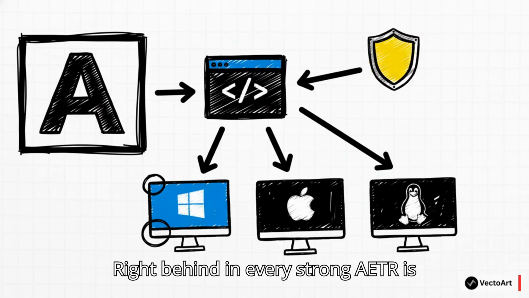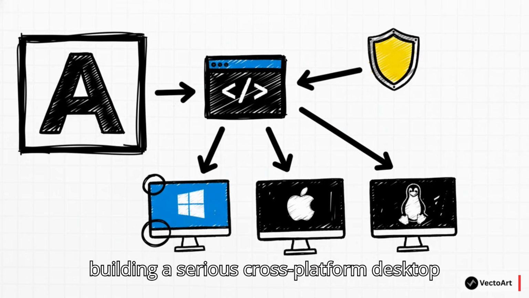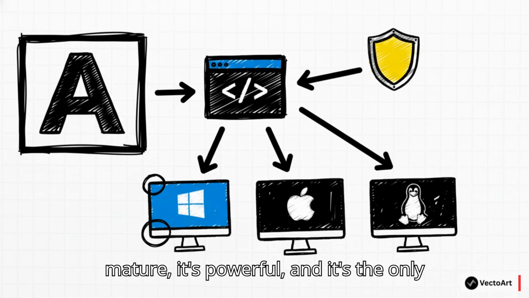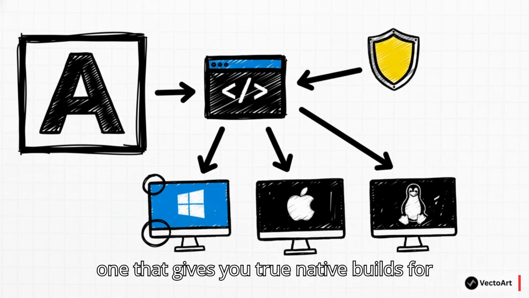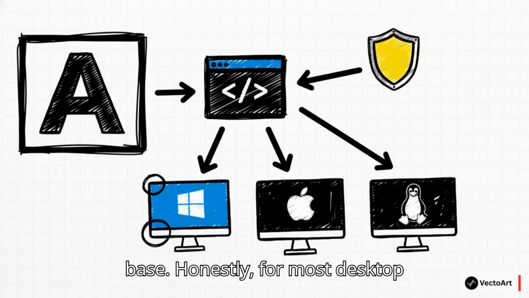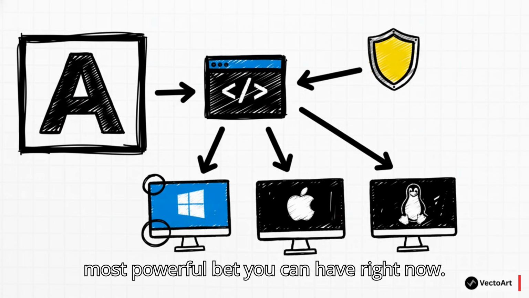Right behind, in a very strong A tier, is the all-rounder, Avalonia. For anyone building a serious cross-platform desktop app, this is the clear winner. Today, it's mature, it's powerful, and it's the only one that gives you true native builds for Windows, Mac, and Linux from one code base. Honestly, for most desktop developers, Avalonia is the safest and most powerful bet you can have right now.